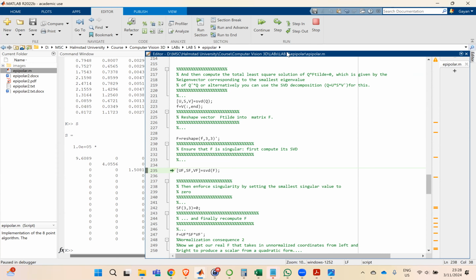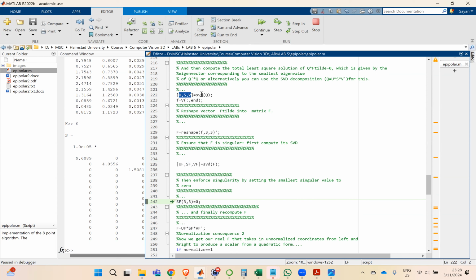Usually when we take SVD, we write the values as U, S, V. In here, we just wrote it as U_F, S_F, and V_F. It's just a variable name. This is the S_F tilde, that means the new modified value. So we are making the last value 0, third column, third row. S_F has only 3 columns and 3 rows. So the last value, we are forcefully making it 0. And multiplying these 3 values again, we construct our F.